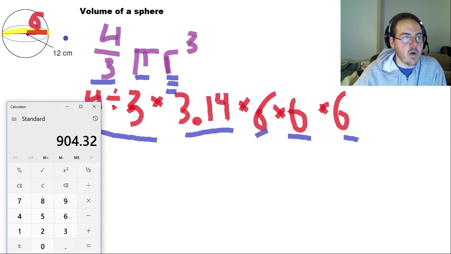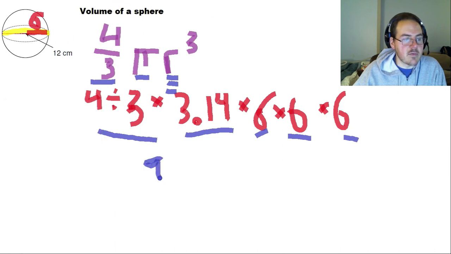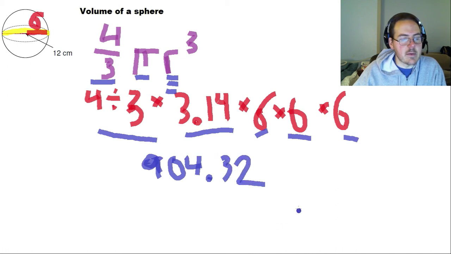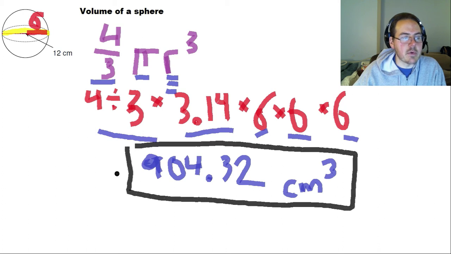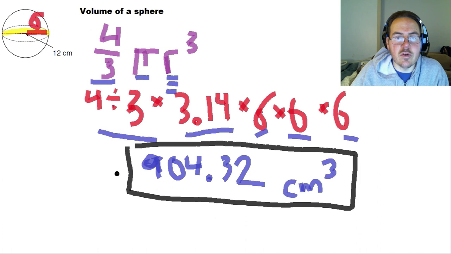Okay, so the volume of this sphere is 904. What did that say? 904 and 32 hundredths centimeters cubed. That is its total capacity. So that sphere holds that much space in centimeters cubed.